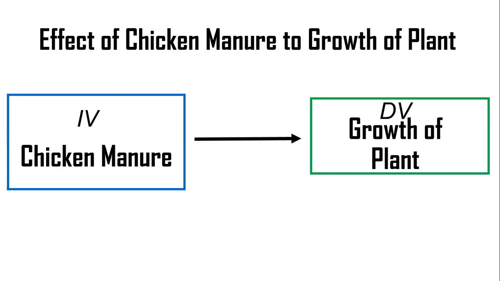However, if you are just going to test if chicken manure will somehow affect the growth of plant, your data will not be reliable because you don't have a standard unit of measure, standard measurement, or you don't have a standard to which you are going to compare it to. Let's say, for example, of course, the plant will always grow as long as there's soil in it.